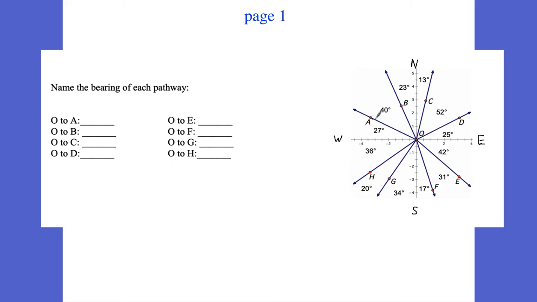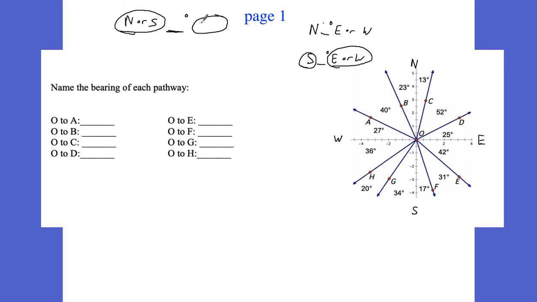A is right there. So remember, we always name bearings by either starting at north or south, and then go a certain number of degrees, however many degrees, either east or west. So it's north, so many degrees, east or west. So it's always north or south first. That's what goes first. Then you say so many degrees, and next is east or west, depending on which way you're going. So let's do some of these to refresh ourselves with this.